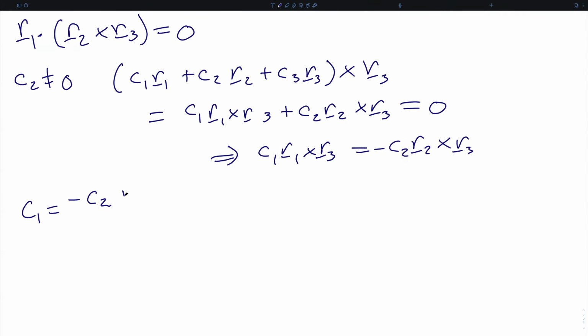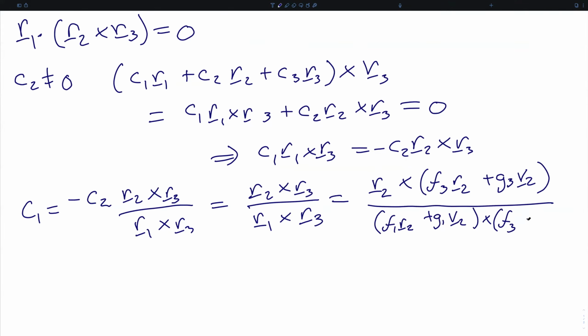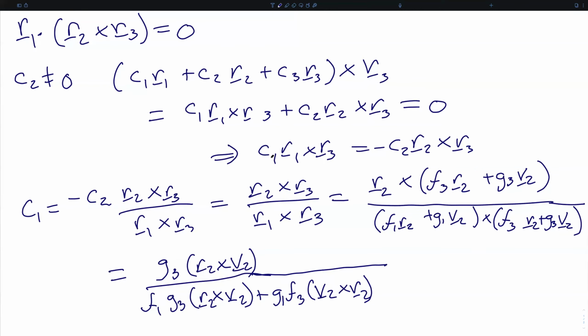Then I can write, so we've taken our result where C1 is equal to negative C2 R2 cross R3 divided by R1 cross R3 as follows. We are positing that C2 is -1, so that this term goes away. And then we are going to replace R3 with the f and g function as functions of R2 and V2. And similarly, in the denominator, we'll replace both R1 and R3 with their f and g function values as functions of R2 and V2. And we can then take the cross product up top, canceling this first term, leaving only the G3 R2 cross V2 term. And finally, recalling the anti-commutative nature of the cross product, this is negative R2 cross V2.